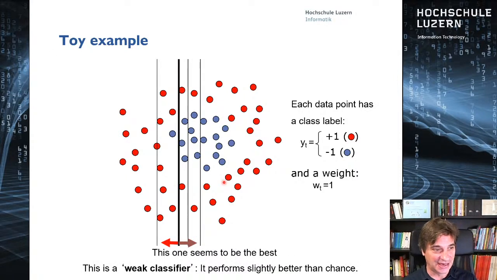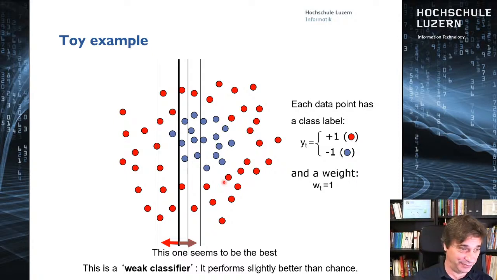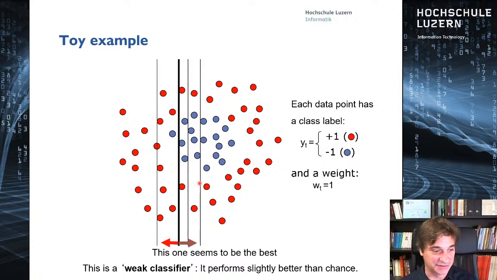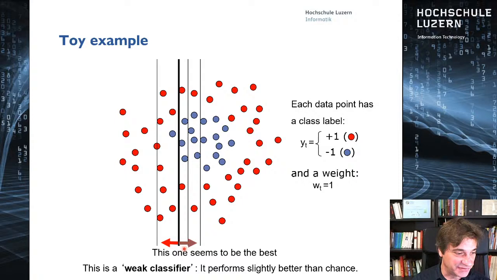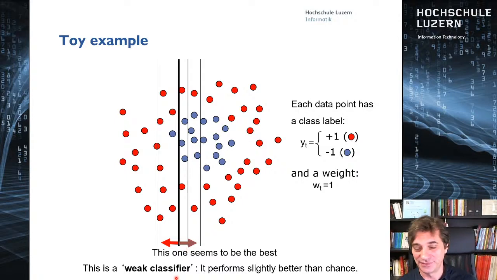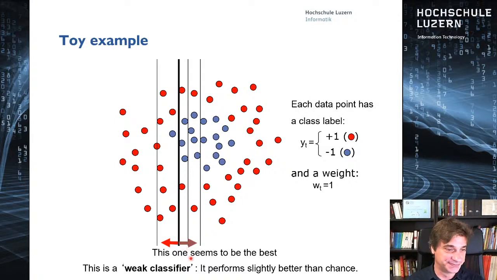If you move the line a little bit, then it's a little bit better than chance. Maybe on the right side here, it's still the same amount of red and blue samples, but on the left side it is better because you have mainly red samples. So this classifier will perform better than a random classifier, but it's a weak classifier because it does not perform very well.